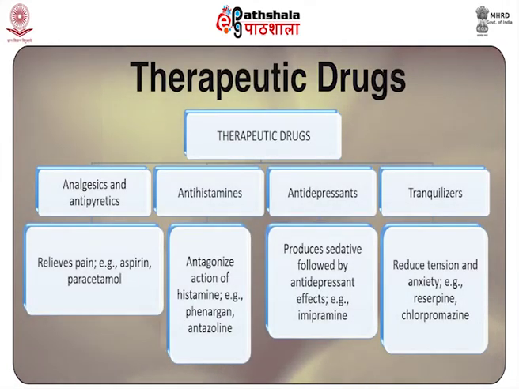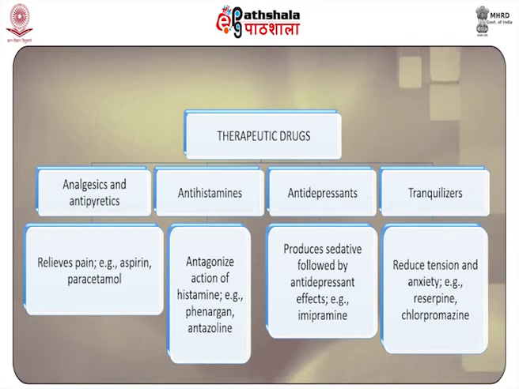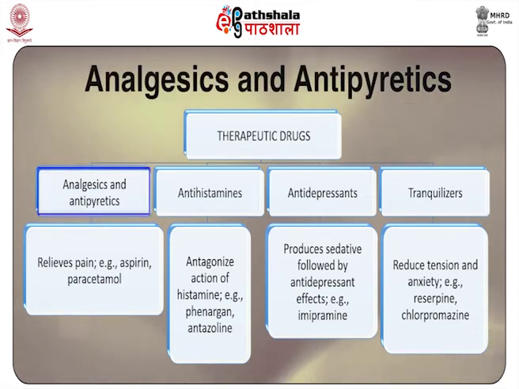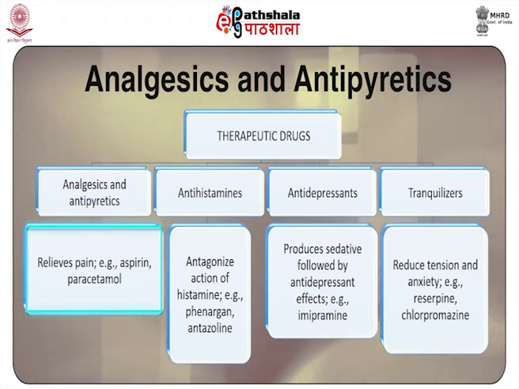A therapeutic drug is a substance that has healing or preventive properties in relation to certain diseases or is administered to enable medical diagnosis. The drugs in common therapeutic use may be classified chiefly into four categories. Firstly, analgesics and antipyretics. An analgesic is a type of drug that relieves pain. On the other hand, an antipyretic is a type of drug that is used to reduce the temperature of the body. Aspirin and paracetamol are the commonly used drugs in this category.